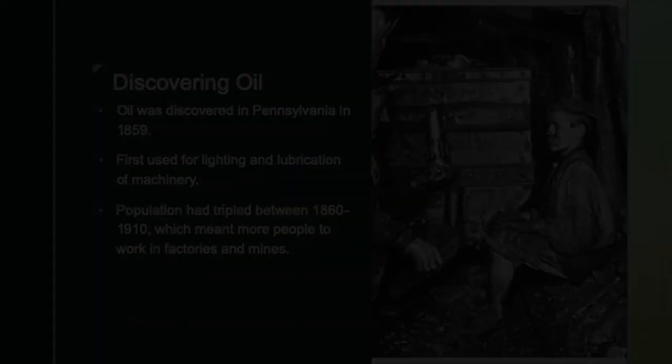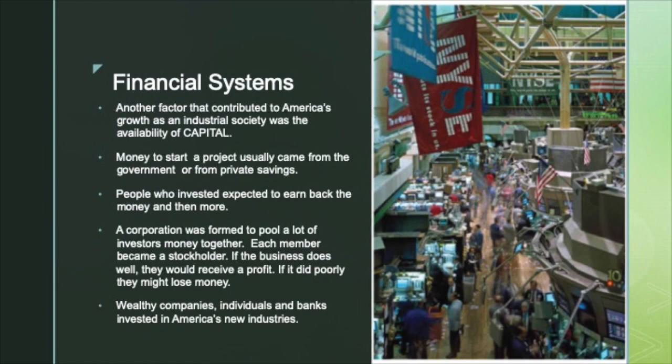Another factor that contributed to America's growth as an industrial society was the availability of capital. Now, capital is money needed to pay for a workforce, machinery, and other equipment to support the development and growth of a business. And what we found was that generally the capital would come from two sources. One would be federal, state, or local government, and the other source is private savings.